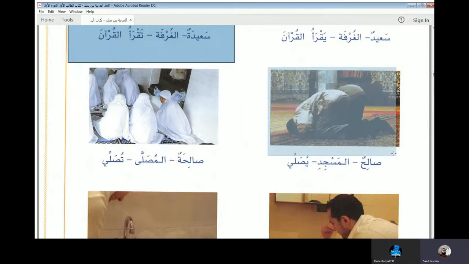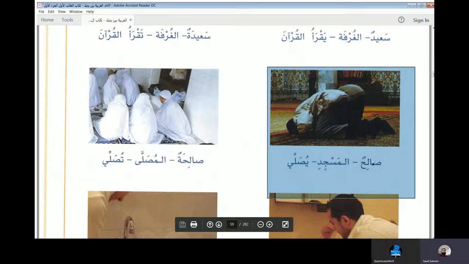No, this man is Saleh. You will ask, where is Saleh? Aina Salehun? The second man will tell you, Salehun fil masjidi yusalli. Saleh is in the masjid praying, or he is praying.